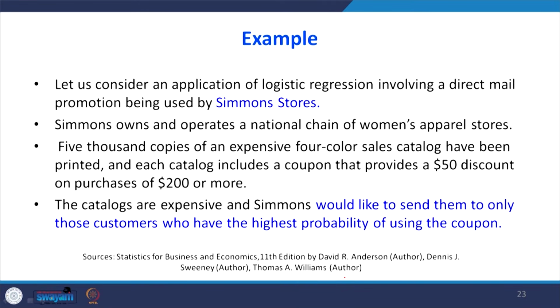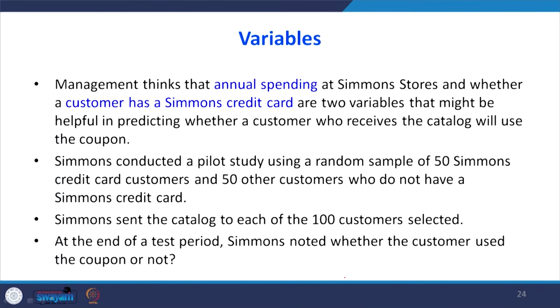The catalogs are expensive and Simmons would like to send them to only those customers who have the highest probability of using the coupon. So, the variables involved in this problem are annual spending and whether the customer has a Simmons credit card or not. What we are going to predict is whether a customer who receives the catalog will use the coupon or not.